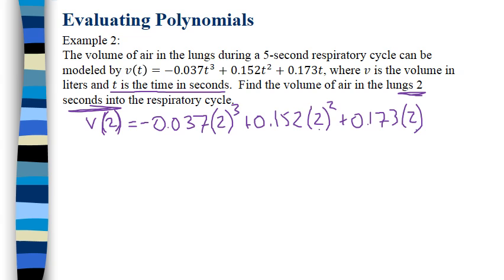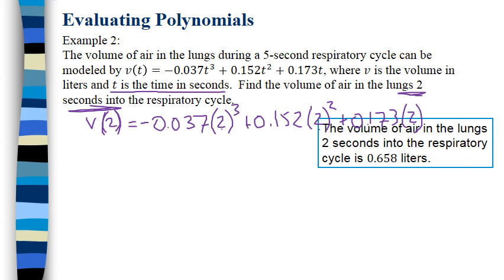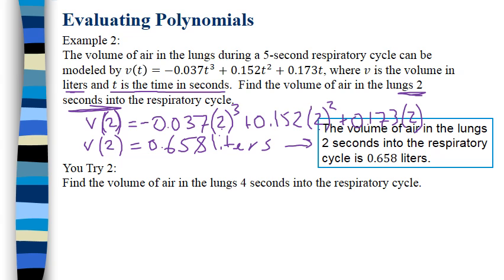you know how to substitute in the 2 for the t, and then go ahead and put that in your calculator, and you will find that the volume of air in the lungs 2 seconds in, so V of t equals 0.658, and remember it was in liters. So since it's a real world problem, we go ahead and write it in a sentence. Okay, take a moment to go ahead and try this one. Make sure you pause the video right now.